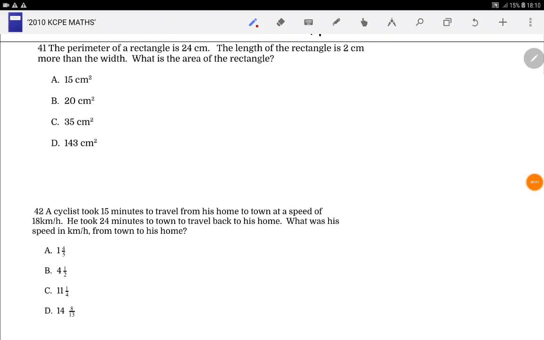Question 41. The perimeter of a rectangle is 24 centimeters. The length of the rectangle is 2 centimeters more than the width. What is the area of the rectangle?